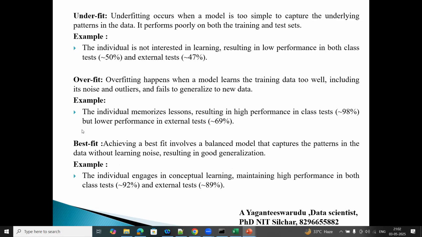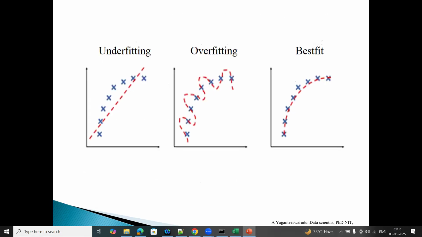We also need to design best fit models instead of underfit or overfit. How to overcome underfit or overfit with example implementation, we will see in the next sessions.